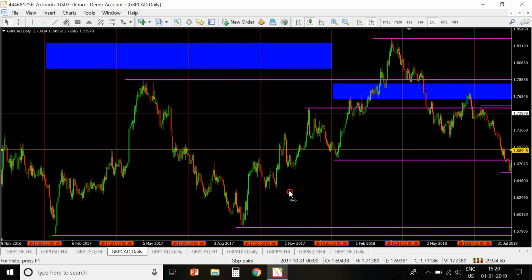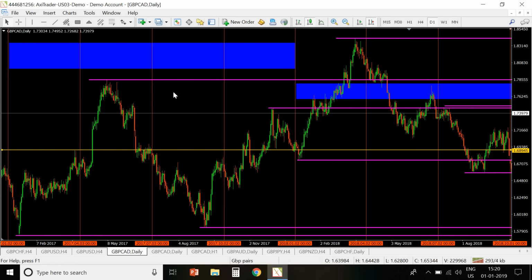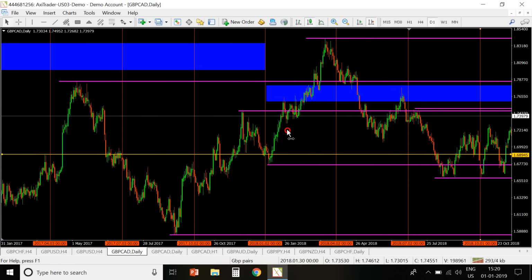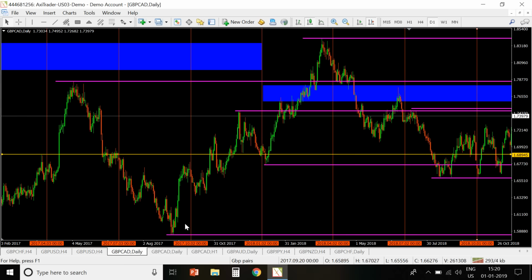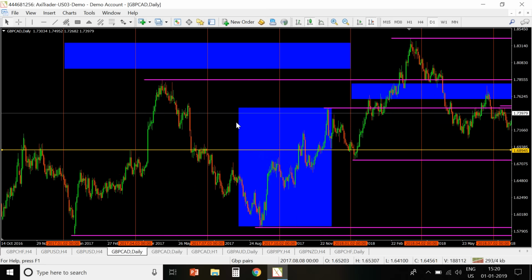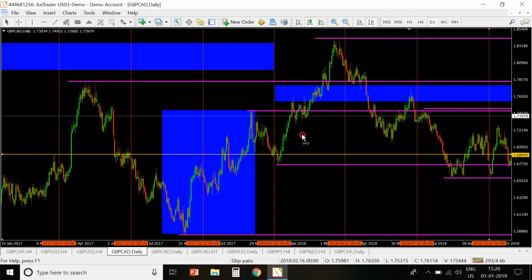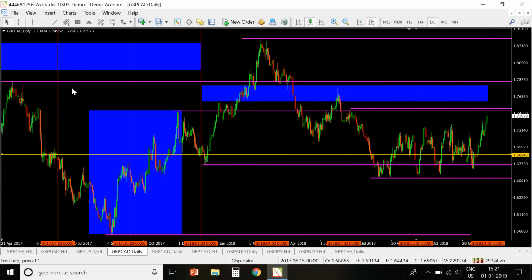As you can see, this is the second 6 months, from here to here. The 2017 highs will try to break here. After that, it broke the 2017 overall highs. Then it broke, went up, and down.